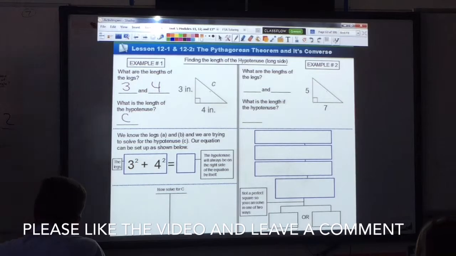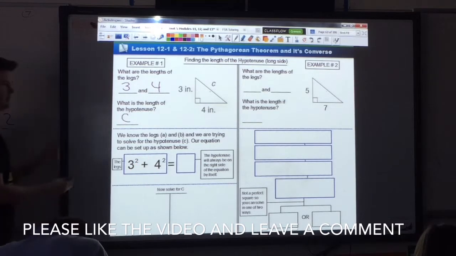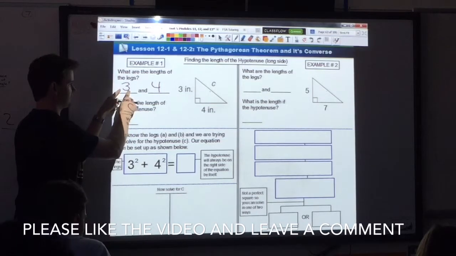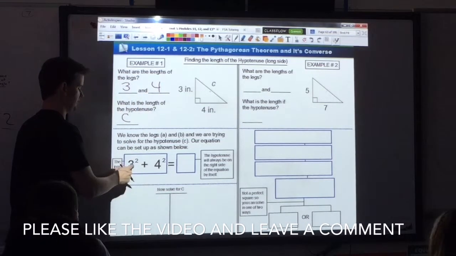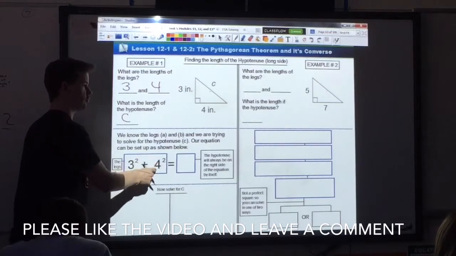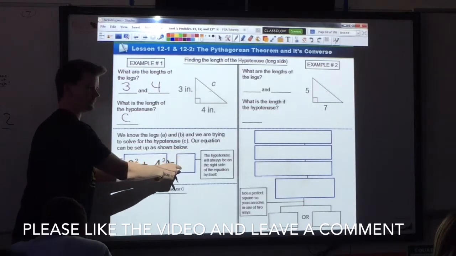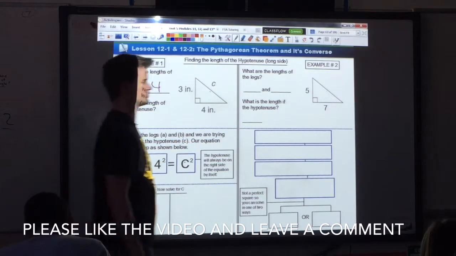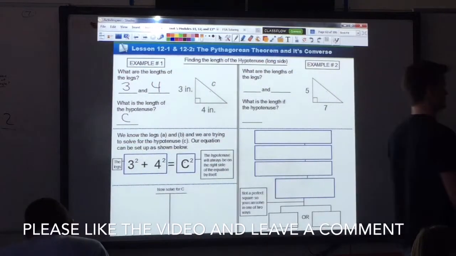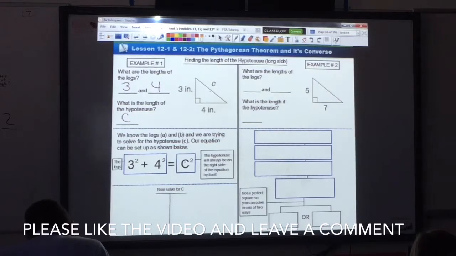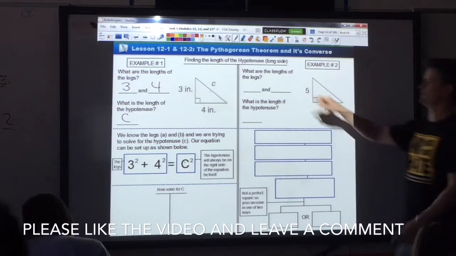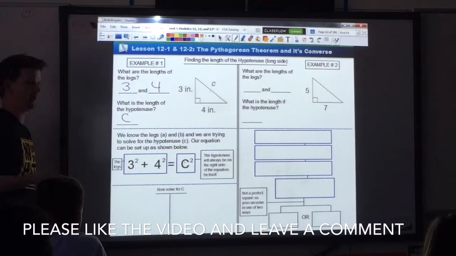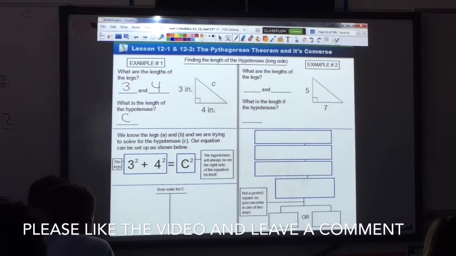So we can write our equation just like this. We know what the legs are. We have to square them. Remember, the Pythagorean Theorem is a squared plus b squared. So since the legs, a and b, are 3 and 4, it becomes 3 squared plus 4 squared. What do you think goes here? C squared. So 3 squared plus 4 squared equals c squared. Once you have your equation, your job is then to go in and solve it. You're basically doing the same thing over and over: you're going to square, you're going to add, and you're going to root. Let me show you what it looks like.